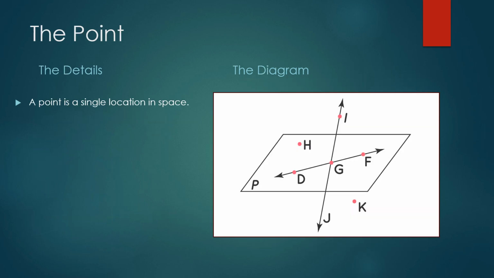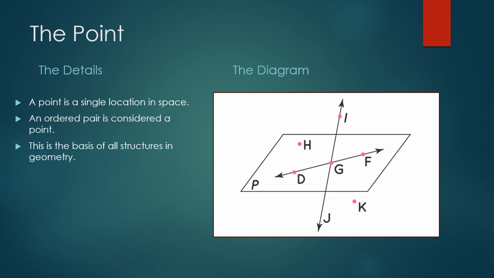So now we're going to talk about the basic structures of geometry. The basic of the basics is going to be the point. A point is simply a single location in space. For example, the ordered pairs we just talked about are considered points. Every structure from geometry can go back to a point.